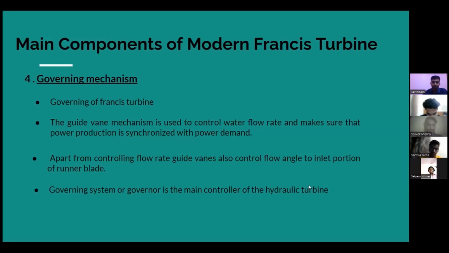Now, the governing mechanism in the Francis turbine. Basically, the governing mechanism is used to control water flow rate and make sure that power production is synchronized with power demand. Apart from controlling flow rate, guide vanes also control the flow angle to the inlet portion of the runner blade.